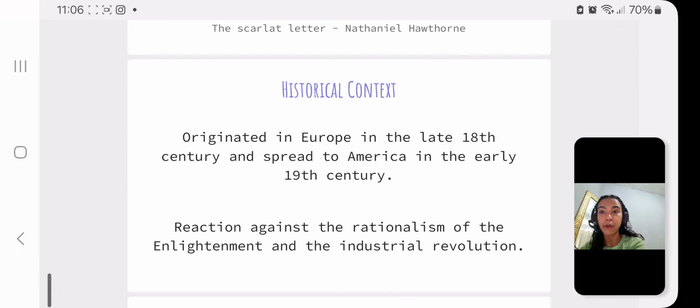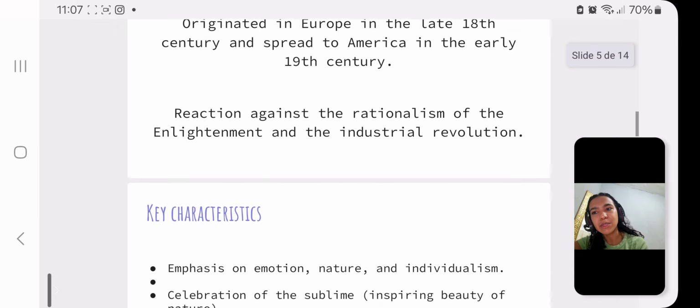Historical context: Romantic literature originated in Europe in the late 18th century and spread to America in the early 19th century. It was especially a reaction against the rationalism of the Enlightenment, a philosophical movement, and the Industrial Revolution. People were dissatisfied with the Industrial Revolution and started this movement.